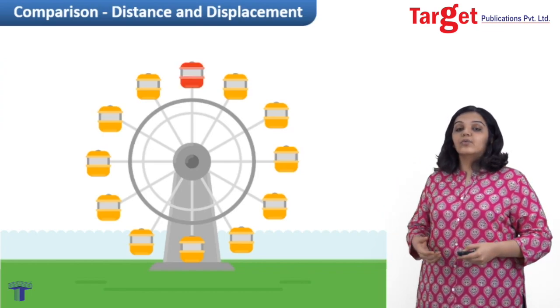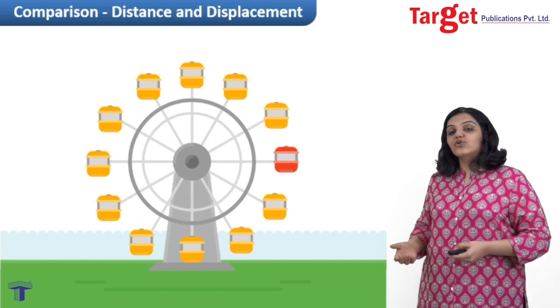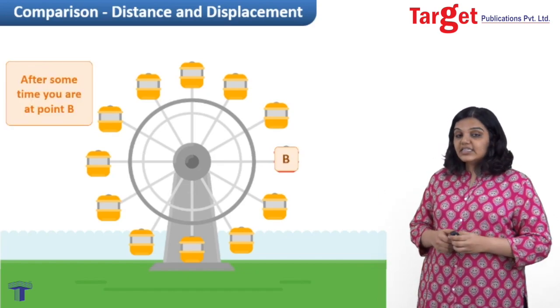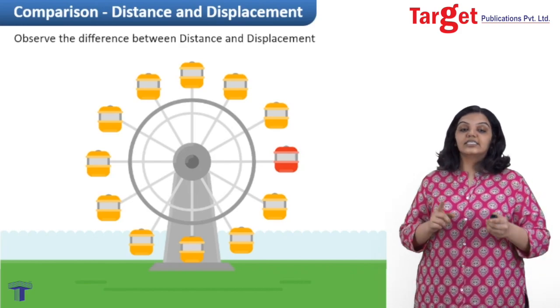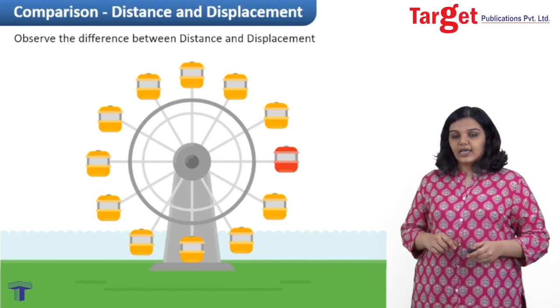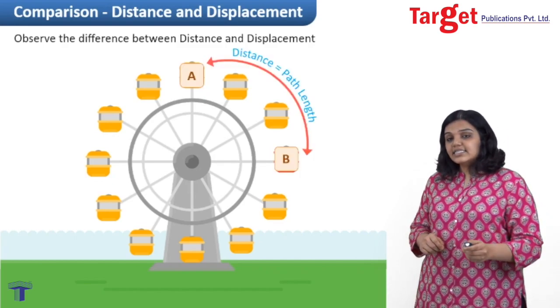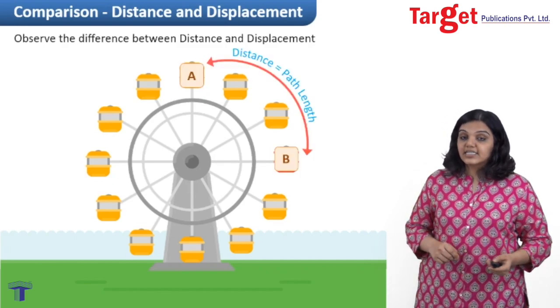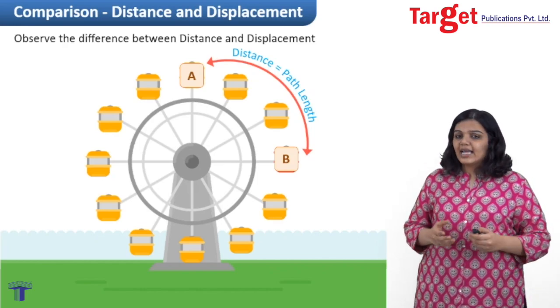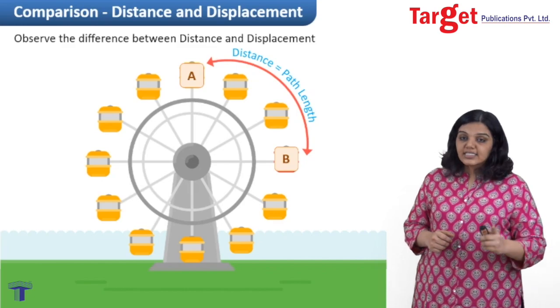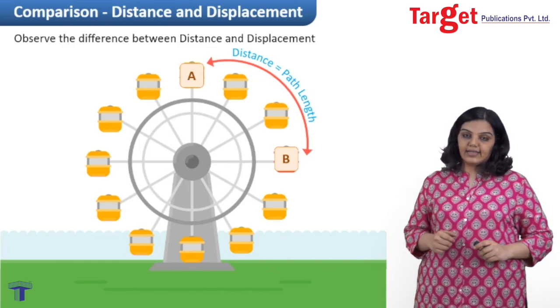After some time, the wheel will move and the motion will take you from one point A to a new point B. Observe in this example the difference between distance and displacement. By definition, distance is the path length. In this example, the path length, as you can see, is a curved path. And that doesn't matter. We have to stick to the definition. So distance here is a curved path length.